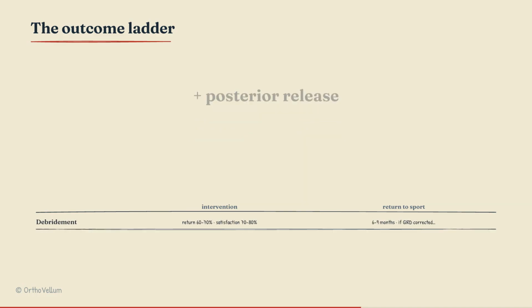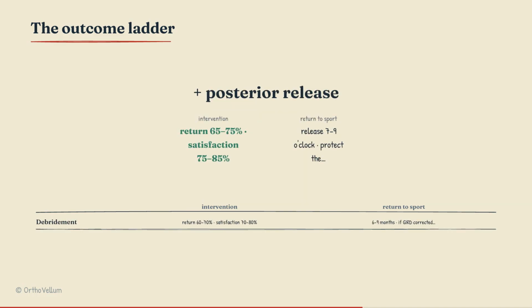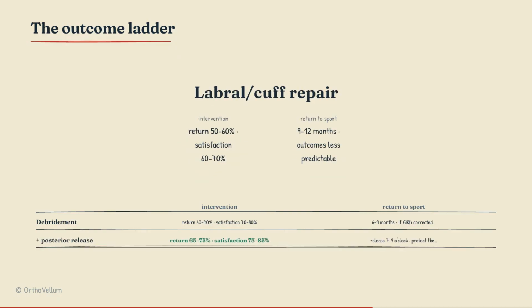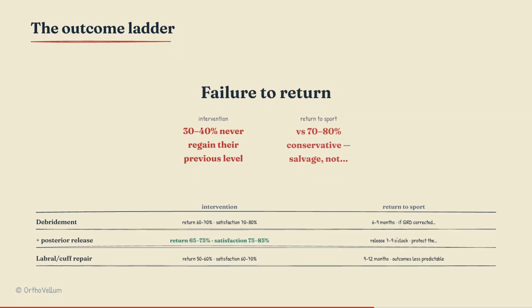Add the posterior capsular release for persistent contracture at 7 to 9 o'clock on a right shoulder, staying on the glenoid side of the axillary nerve, and return improves to 65 to 75%. Climb to labral or cuff repair, anchors, constraint, and return falls to 50 to 60%. Satisfaction 60 to 70%, 9 to 12 months before throwing, outcomes less predictable.